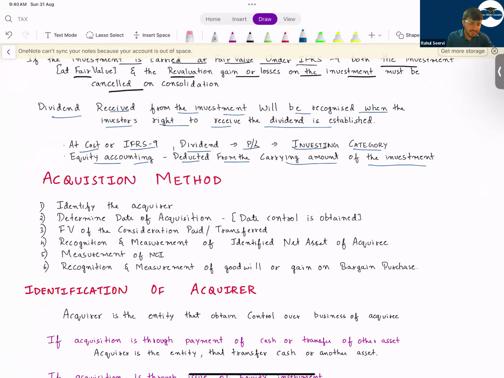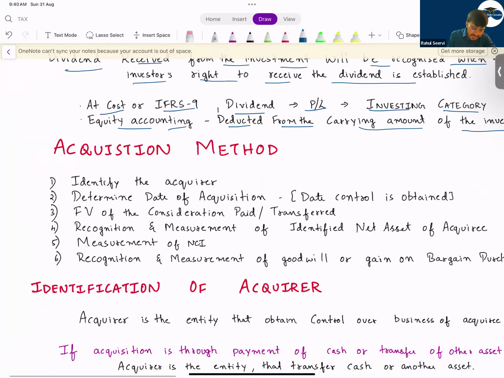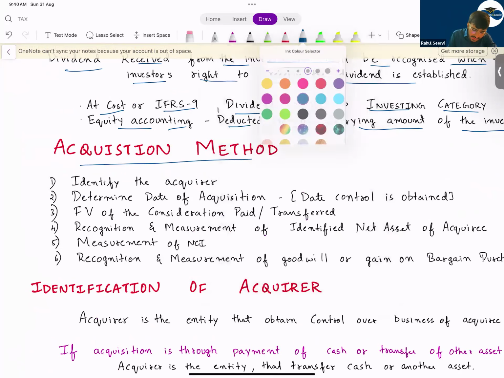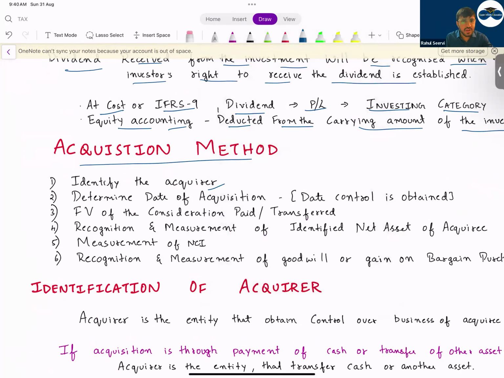Now coming to IFRS 3. IFRS 3 says that you have to follow the acquisition method. Now, acquisition method means what? Identify the acquirer. Which company is the acquirer? That means which company is the parent. Determine the date of acquisition, the day when you obtain the control. Because we should determine the date of acquisition. From that day, we'll start following IFRS 3 and IFRS 10.